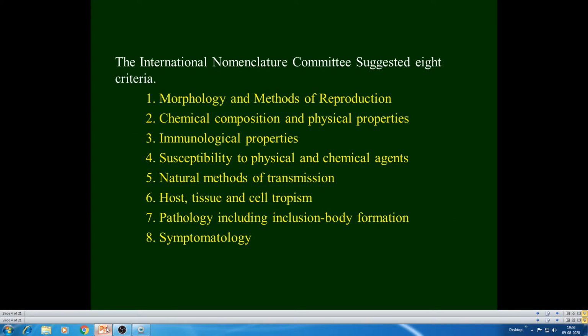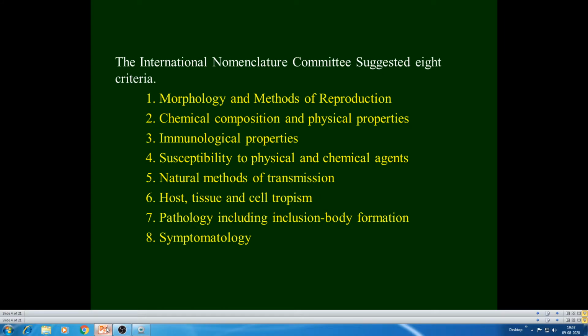The second one is that the International Nomenclature Committee suggested 8 criteria for classifying viruses. What are these 8 criteria? The first one is morphology and methods of reproduction. We have seen the morphology; there may be different shape, structure. Depending upon the morphology and methods of reproduction, whether they are having the lytic or lysogenic type of reproduction, based on this, we can classify the virus.